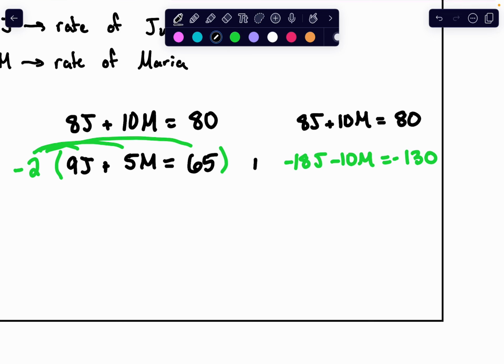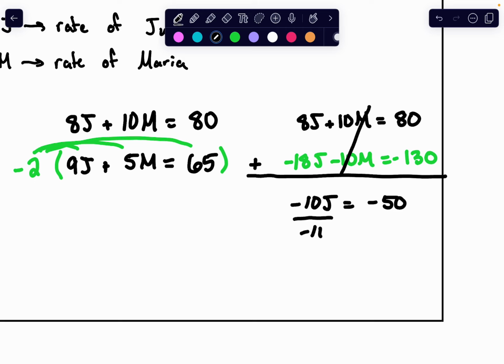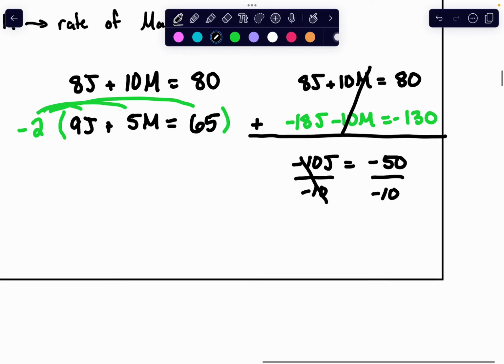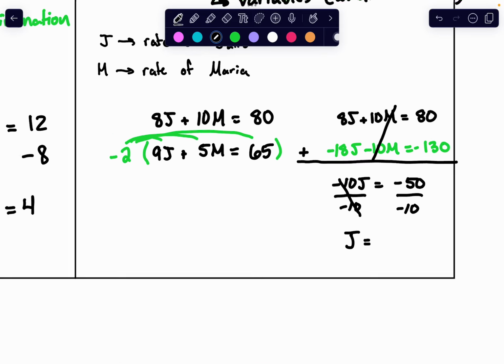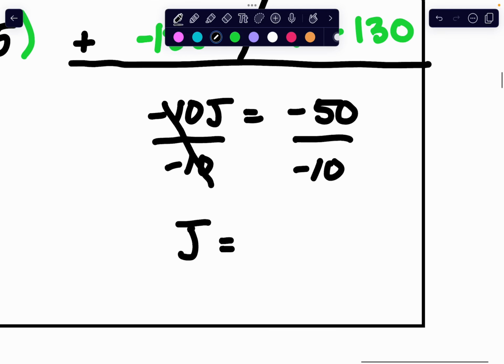And let's add our equations together. These cancel. That was the whole point. This combines to negative 10J. And this combines to negative 50. Thank goodness that's a negative, because now when I divide by a negative 10, my answer actually does make sense. It's a positive number. Imagine if they were losing money per hour. That'd be kind of sad.